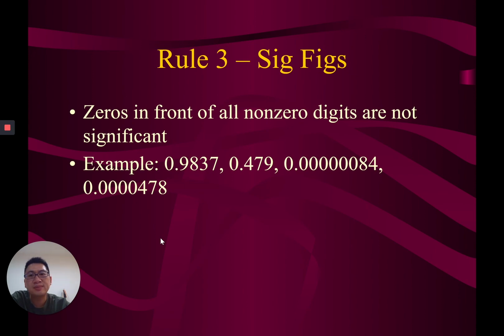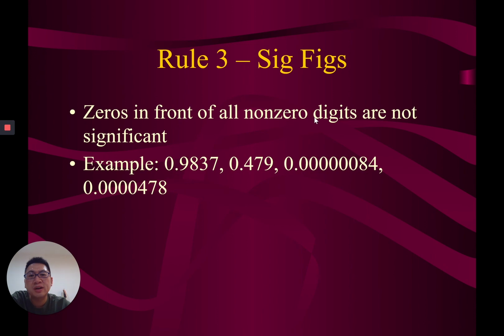Rule 3. Zeros in front of all non-zero digits are not significant. The 0 in front is not, by definition, significant. This number here, 0.9837, has 4 sig figs. This number here has 3 significant figures. This number here, 0.000084, has 2 sig figs. Zeros in front of a number do not count. This number here has only 3 significant figures.